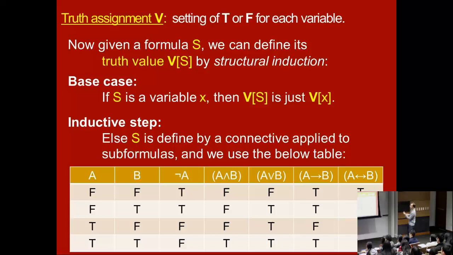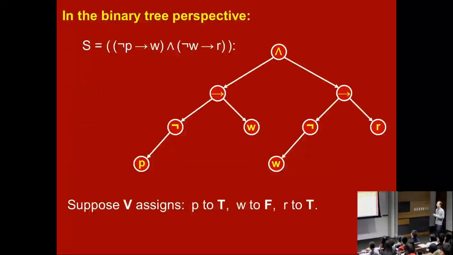The base case for formulas is that the formula S is a variable x. If it's just a variable x, then the truth value of the formula is just the truth value of the variable. The truth assignment gives truth values to the variables. In the induction step, S would be defined by a connective, one of the 5 possibilities, applied to some subformulas. And then we use this well-known table. For or, false or false is false, and false or true is true, everything else is true. Any questions? All right.